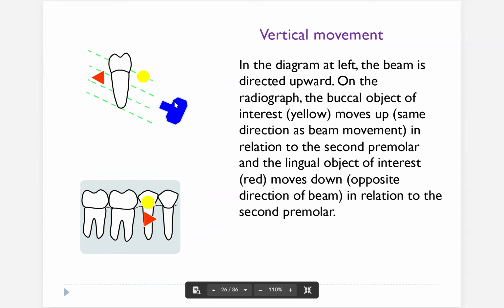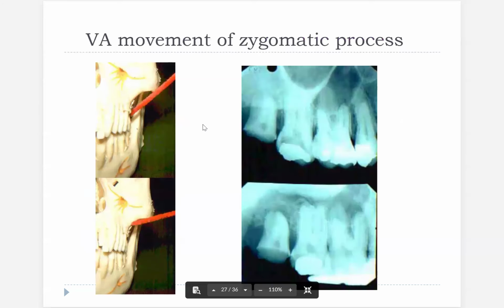And then we can see how it works in reverse. If our angulation is a negative angulation, then it's going to move our buccal object up and our lingual object down because it works. The buccal goes with the beam, the lingual goes against the angle of the beam.